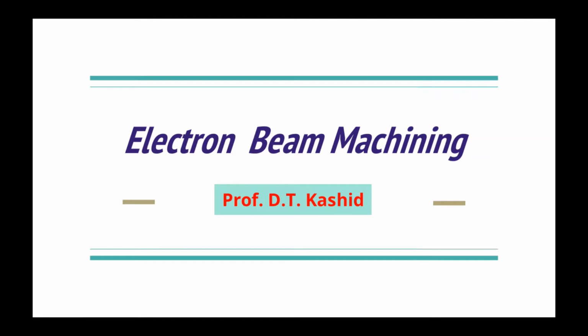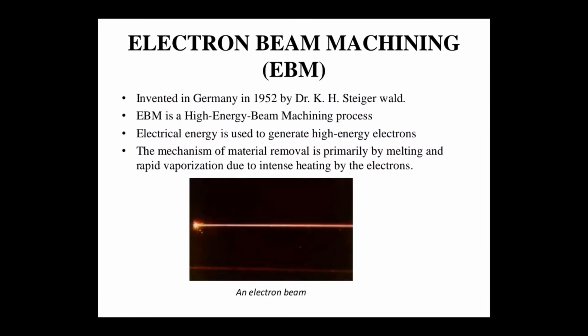Now I will discuss some history about electron beam machining. EBM was invented in Germany in 1952 by Dr. K.H. Steigerwald. EBM is a high energy beam machining process. Again, electric energy is used to generate high energy electrons. The mechanism of material removal is primarily by melting and rapid vaporization due to intense heating by the electrons. I have shown electron beams in the figure.